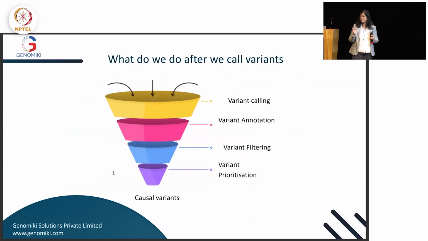And once we get those variants, a step called variant calling, we filter to prioritize and identify a causal variant based on the available literature, available information, and many other prediction algorithms as well, so that we can identify that this is a deleterious, problem-causing, or disease-causing variant.